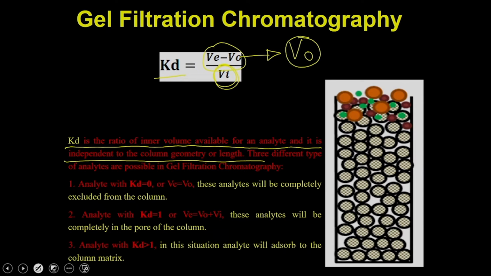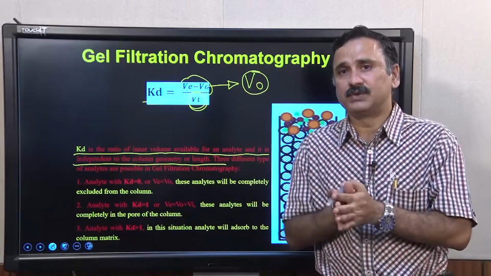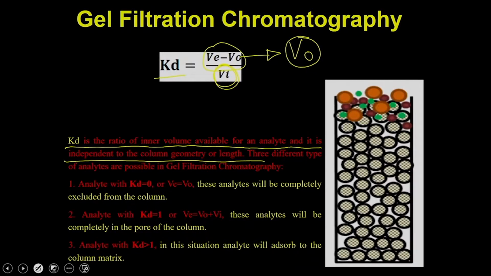Now, once you know the Kd values, the molecules are going to be of 3 different categories depending on the Kd values. Okay. Now, you can have the analytes which have the Kd value equal to 0. So, if I put the 0 here, what will happen is that the Ve minus Vo is equivalent to 0. Under what conditions could the Ve minus Vo be equivalent to 0?